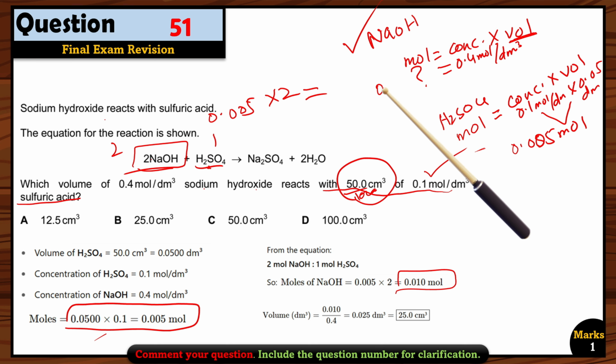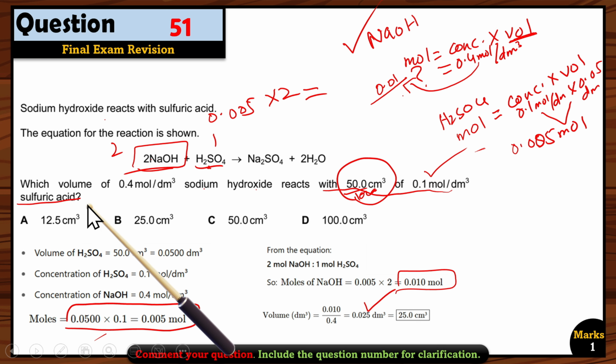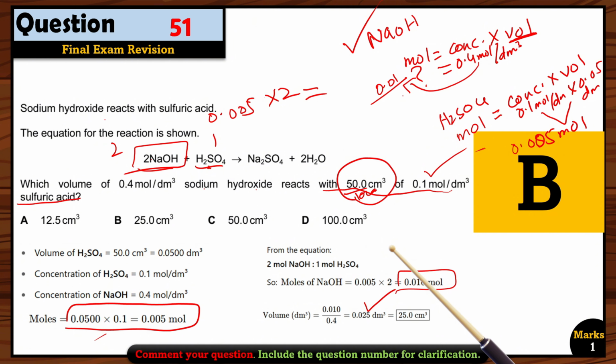Now can I put this value here, 0.01 mole? Yes. So now we can easily calculate the answer. 0.01 mole you have to divide by 0.4, and the answer will be in dm cube. You can see that is 0.025 dm cube. So that is your answer. All the options are given in centimeter cube, so you can convert it again into centimeter cube to find your exact answer. That is 25 centimeter cube. So option B is the right option.